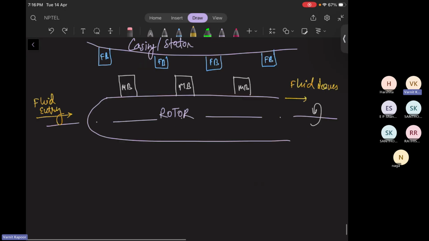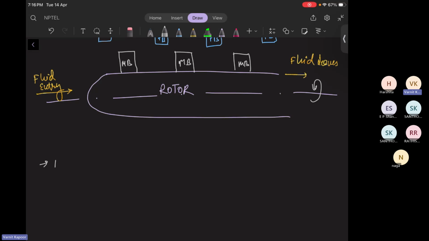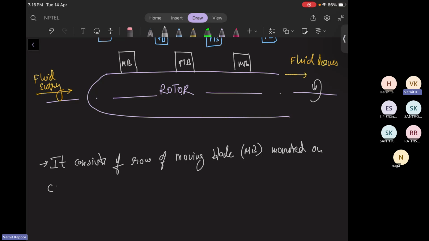So let me first write these points. It consists of a row of moving blades mounted on the circumference of the rotor and a row of fixed blades, that is FB, mounted on the casing.